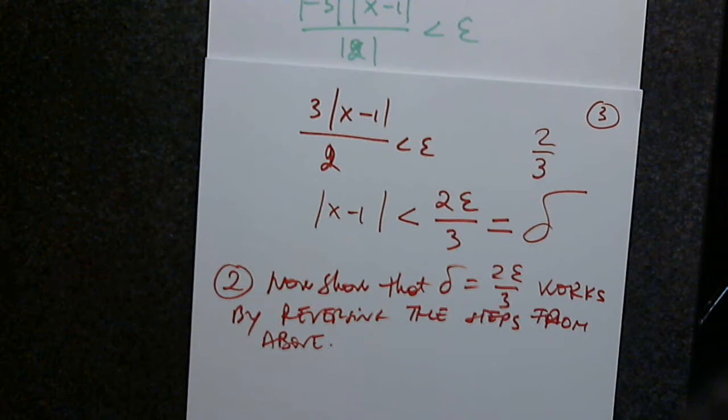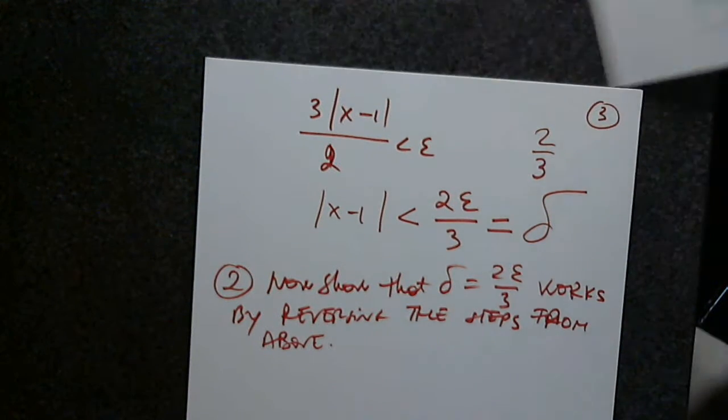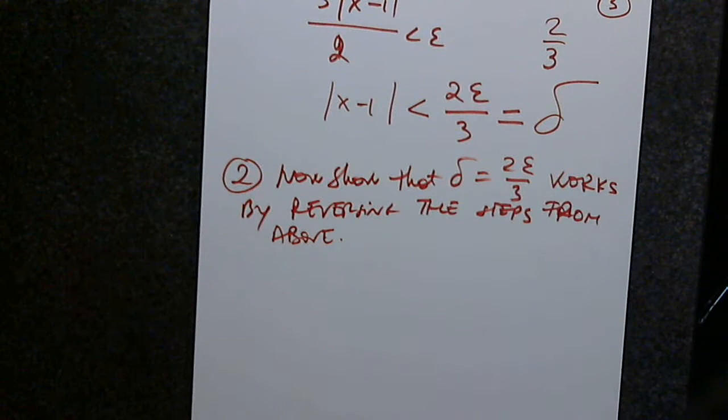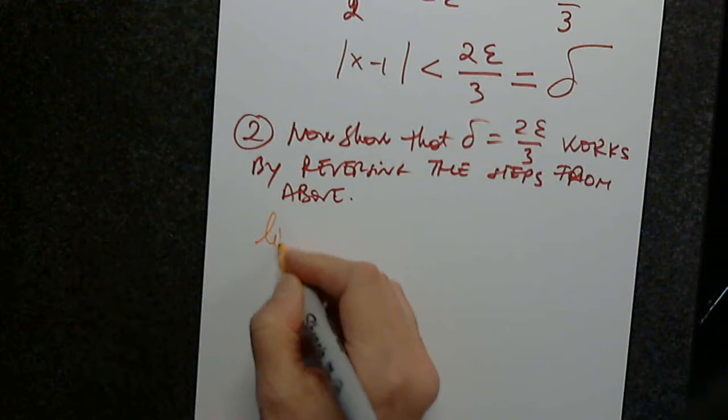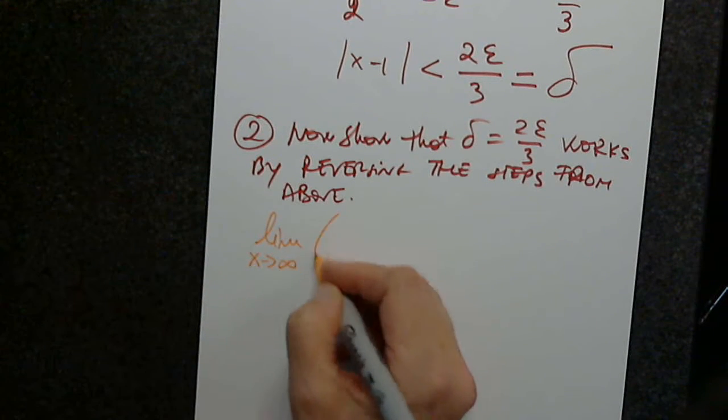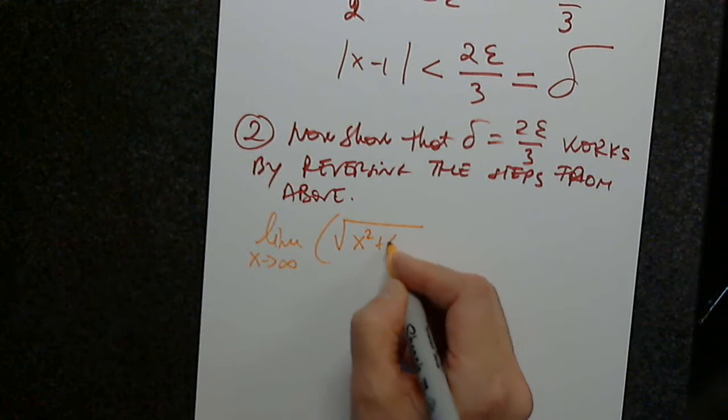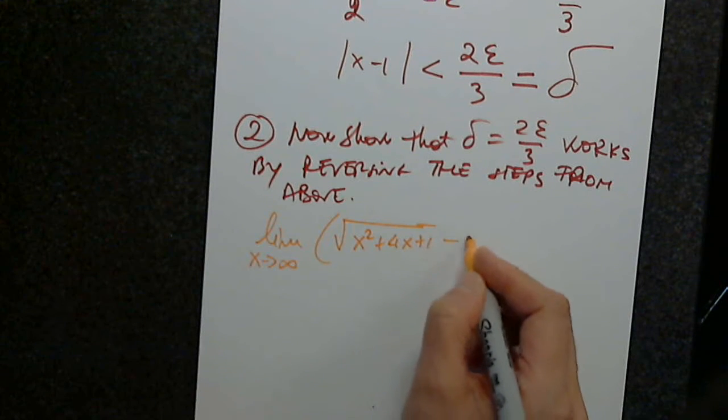Number 10, let's take a look at number 10. Good. In number 10, we have the limit as x approaches infinity of the square root of x squared plus 4x plus 1, minus x.